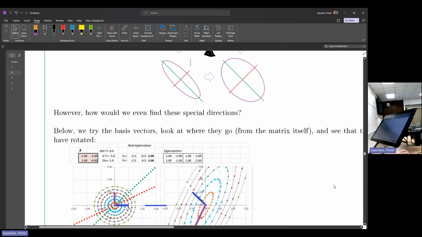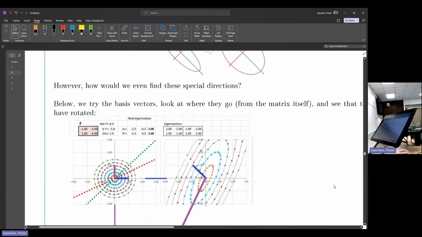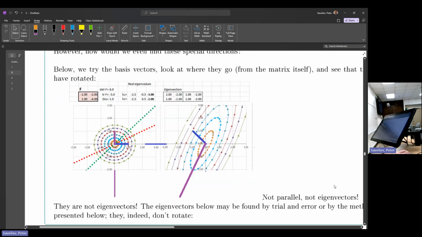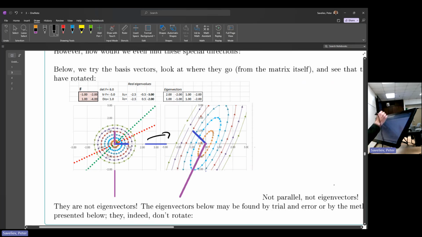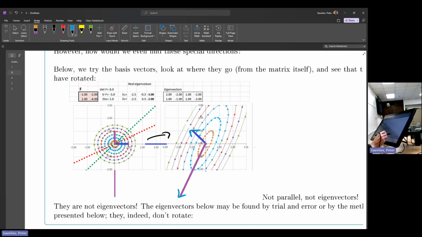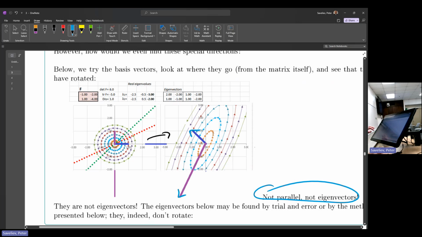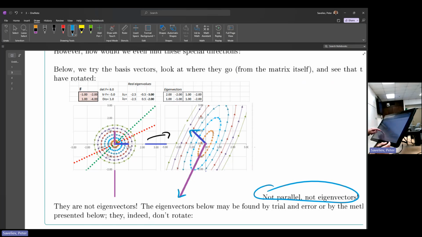So that's where the analysis comes into play. Here it is very clearly shown, for this matrix, the basis vectors, the blue one and the purple one. You can see where they end up under the operator. The blue one points in this direction and the purple one in that direction. So clearly they're not multiples of the original. So these are not the eigenvectors. They're not parallel.